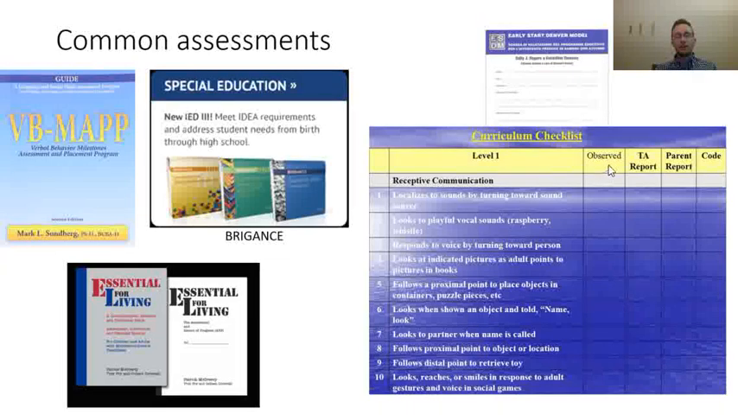For example, in this curriculum checklist from the ESDM, you can observe the child and then collect the data, or someone can report it to you. So, for example, this one prompts you to look for skills that would fall under the umbrella of receptive communication. So 1 is localizes the sounds by turning the head towards source. 2 looks to playful vocal sounds. Number 5 follows a proximal point to place objects in containers, puzzle pieces. Number 7 looks to partner when name is called, and so forth. I use all 3 of these in my practice.